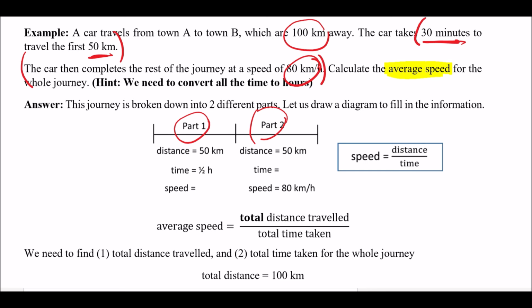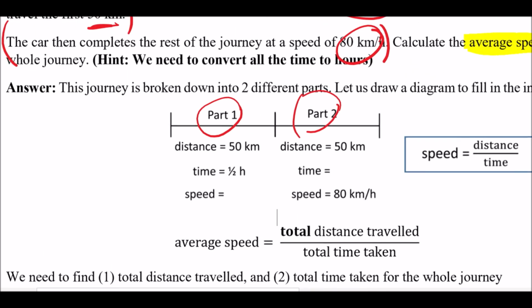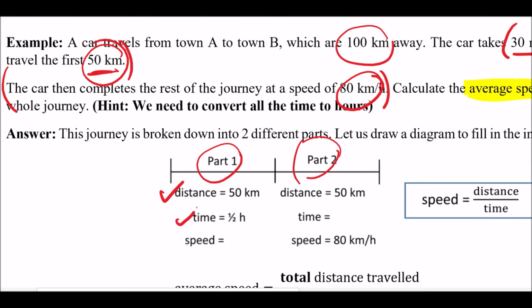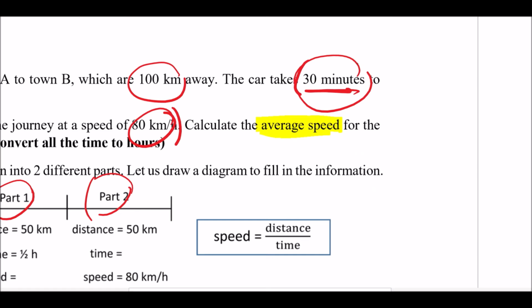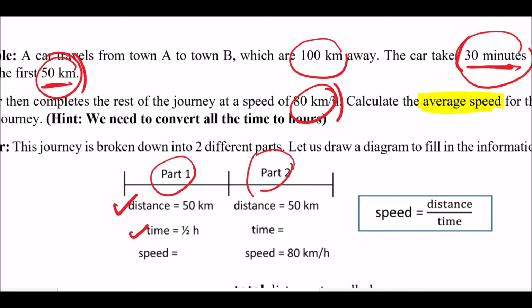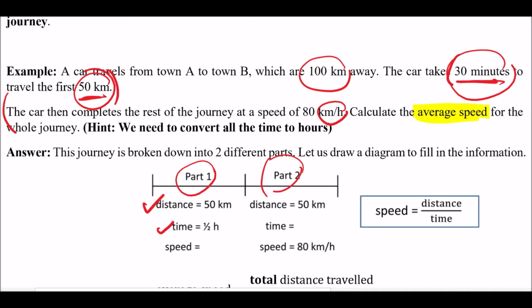So for part 1, distance is 50 kilometers. This is given in the question here. Time taken, half an hour, 30 minutes. Why do I convert 30 minutes to half an hour? Because you realize that the speed given here is in kilometers per hour. Can you see that? Kilometers per hour. So clearly I must work in hours, right?